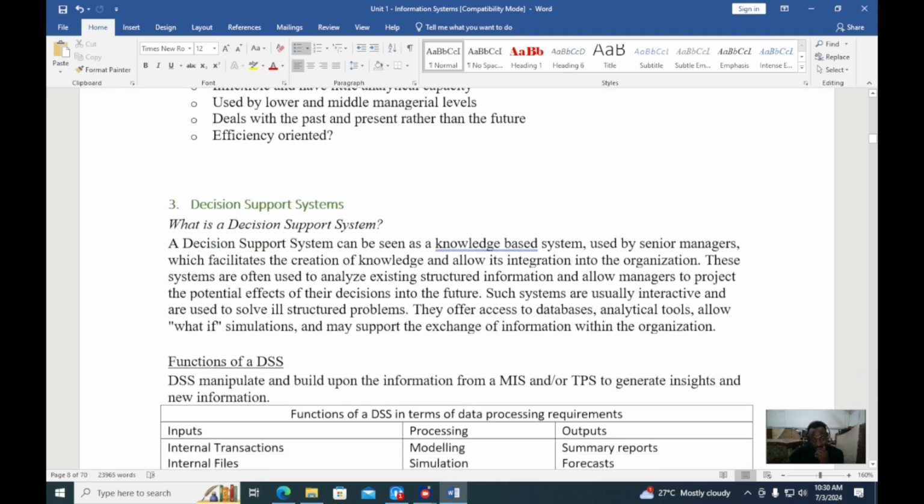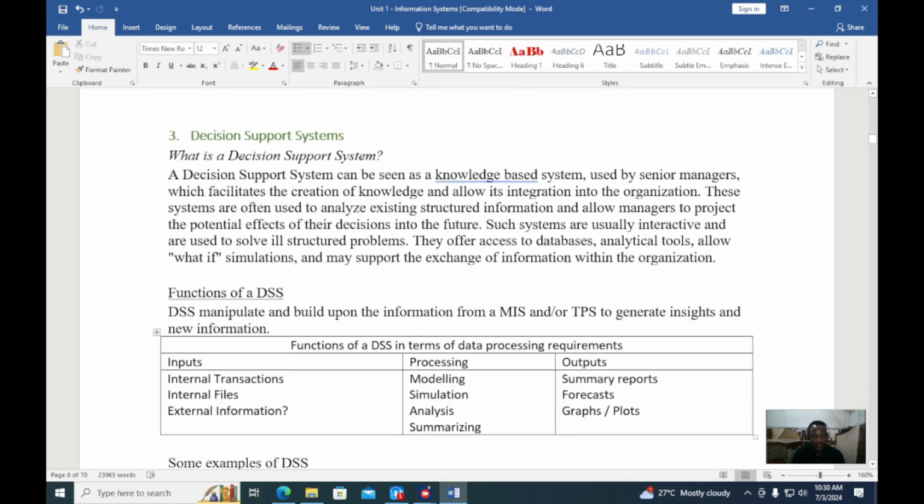So the third type is the decision support systems. When you talk about a decision support system, we are looking at a knowledge-based system that is normally used by senior managers to make sure that they have enough knowledge, and that is going to allow integration into the organization. So the systems here are normally used to analyze the information that already exists and allow managers to project some of the potential effects of the decisions that they are going to make into the future.